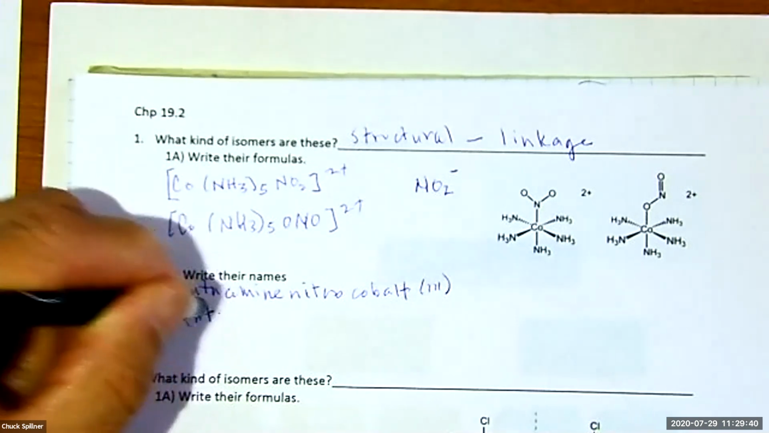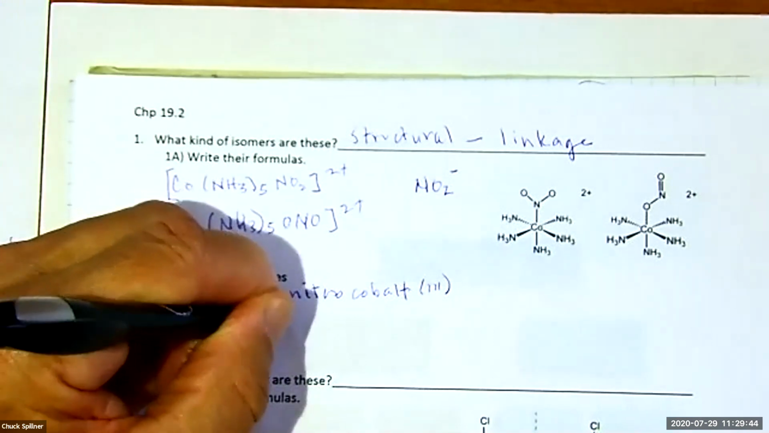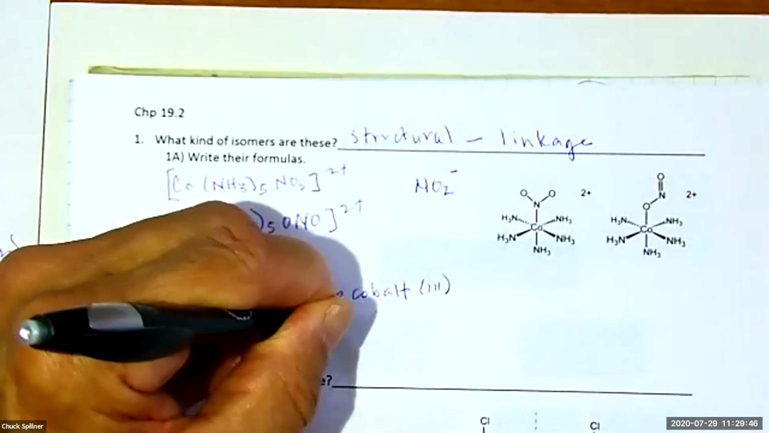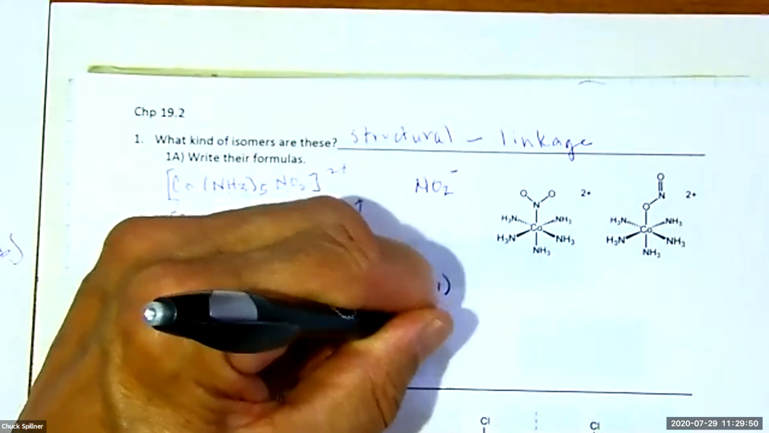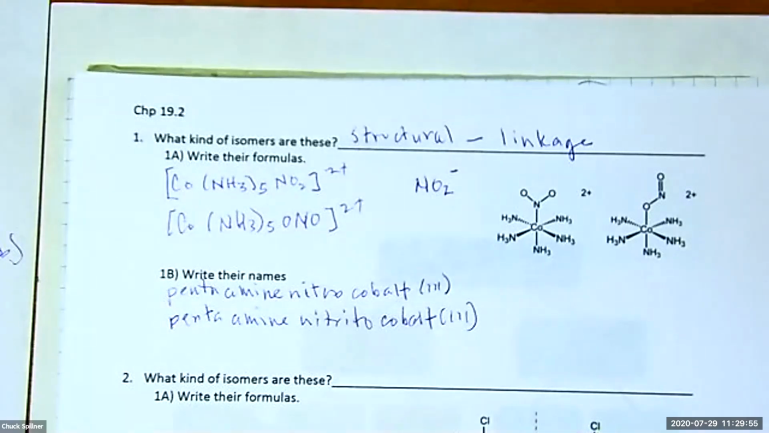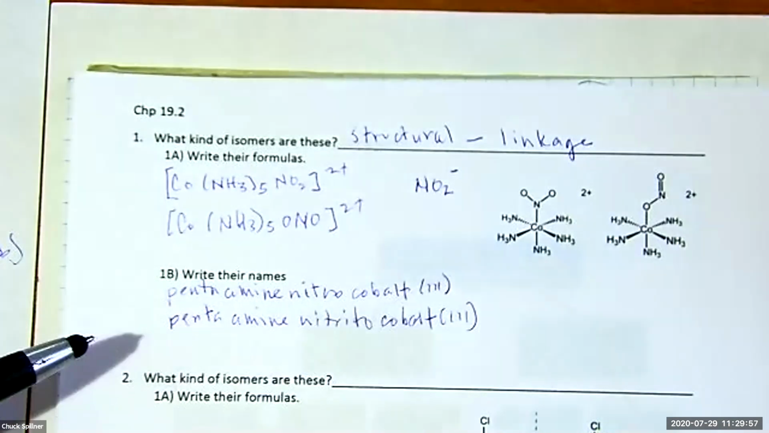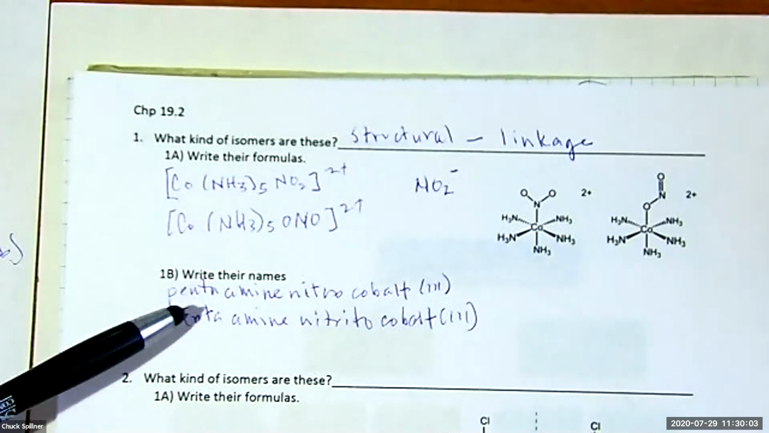And the second isomer, the other structural isomer, is a pentaammine nitrito cobalt 3. And so they do have different names. They're different ions. They're structural. They're linkage isomers, I should say. And so that's the kind of isomer they are.